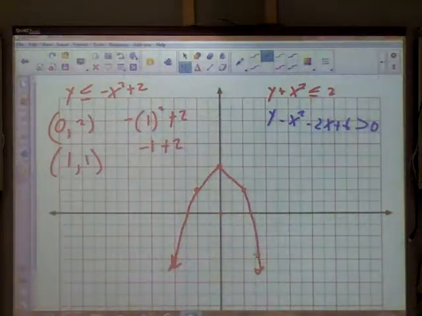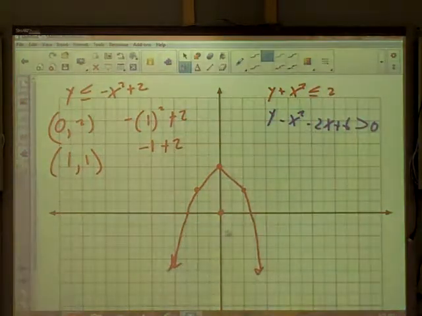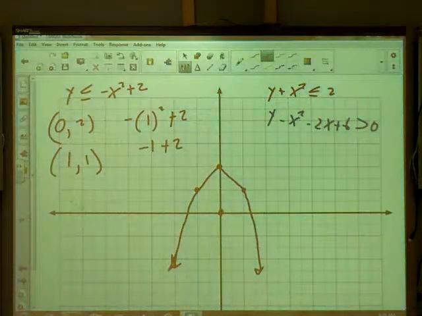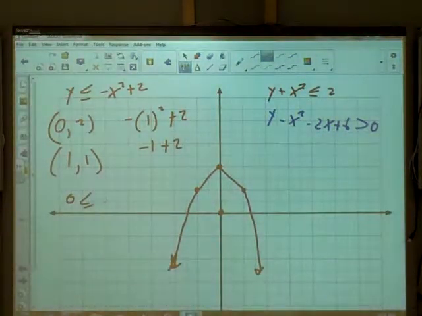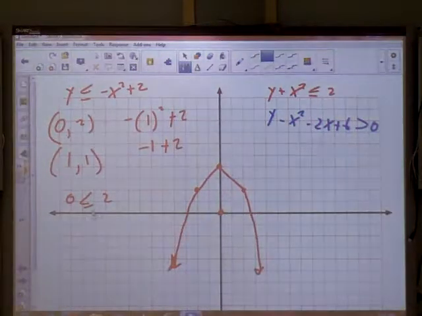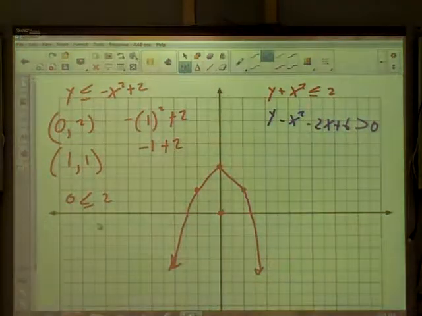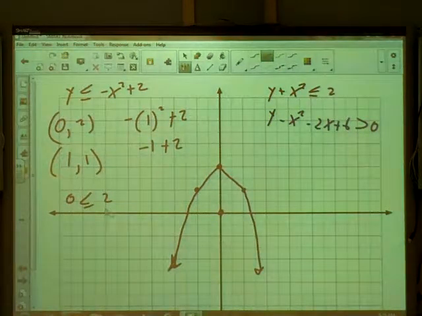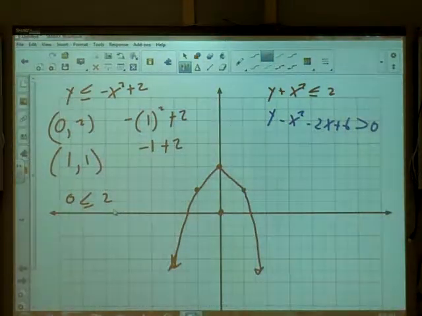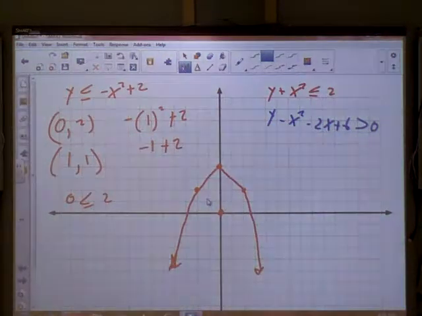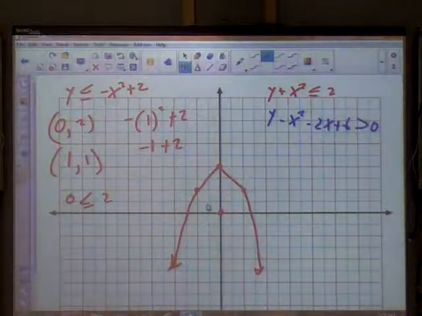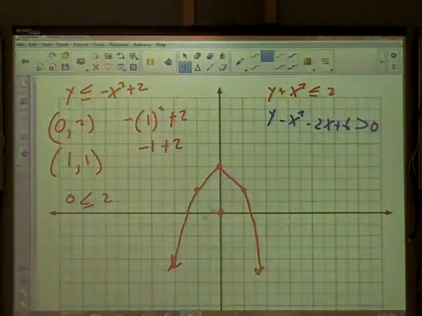Alright, now I need to pick a test point. I'm going to pick 0, 0. 0 is less than or equal to 0 plus 2. All because of that equal to bar, right? No, that's not why. Just 0 is less than 2. I don't know what I was trying to say. Yeah, I plugged in a different point. It was 2 greater than or equal to 2, so. Then you would be counting on leaving something. That's right, I'm lying.